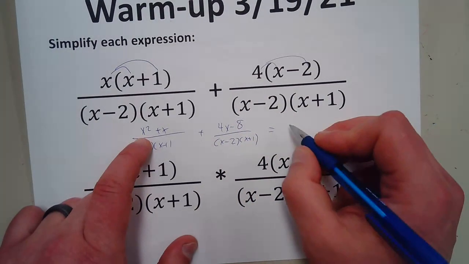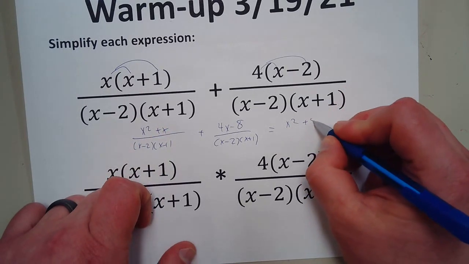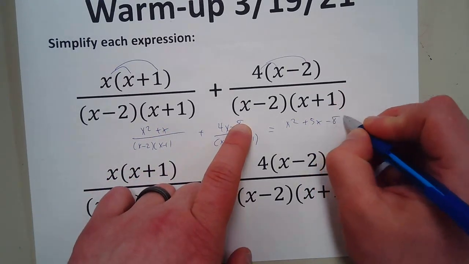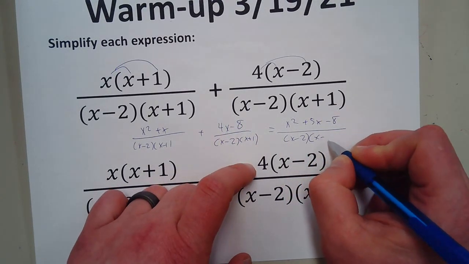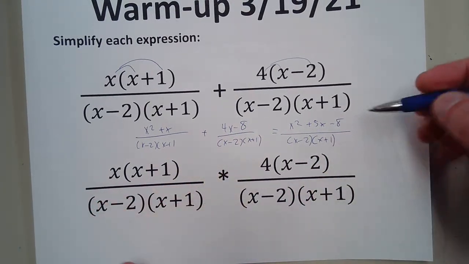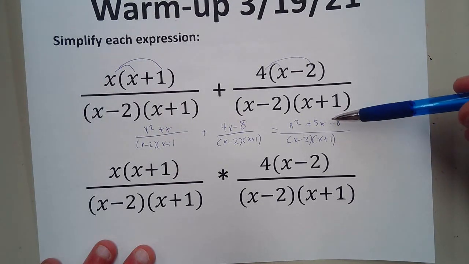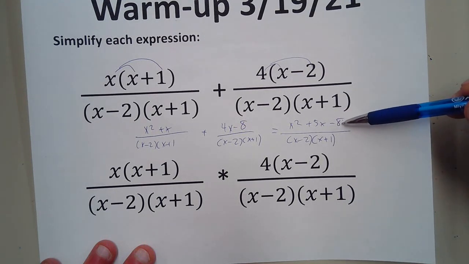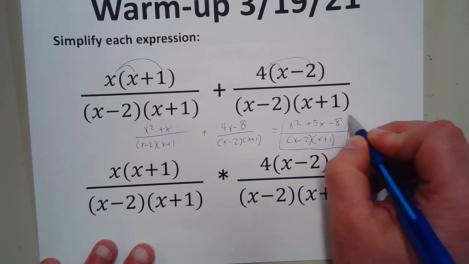So like terms, we have just a single x squared. x plus 4x would be a 5x. And then a minus 8. Cool. If that can factor, we should. So let's take a look. Are there factors of negative 8 that add to 5? And I'm pretty sure that is a no. Because you'd have like negative 8 and 1. That's not going to work. You'd have negative 4 and 2. Nah, that's not going to work. So nope, doesn't factor. That's our answer.